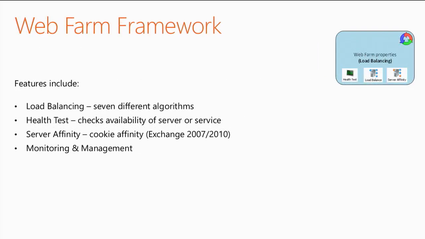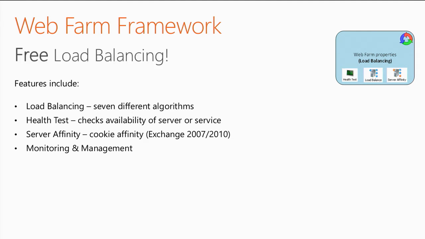The next one is the web farm, and these are some of the properties. It's got about seven properties that you can play around with, but the ones that I'm calling out are the ones that are interesting for the Exchange admin. So the first one is load balancing. Within IIS ARR, out of the box, within the web farm framework, you've got 7 different algorithms that you can pick from, and I'll show you what those 7 are.